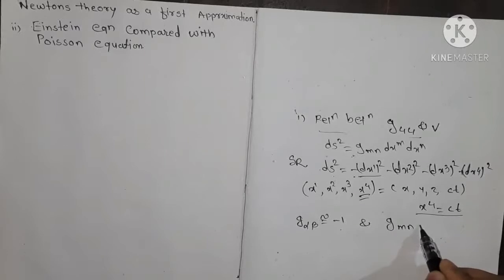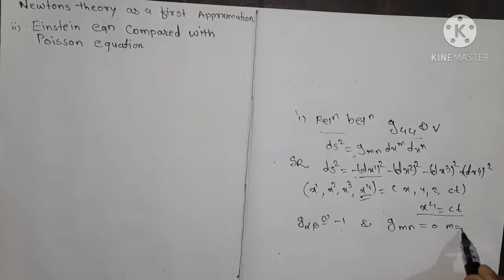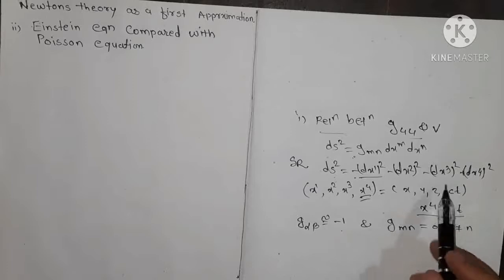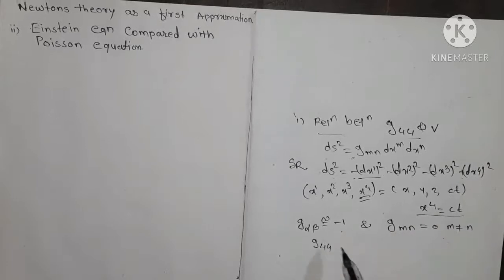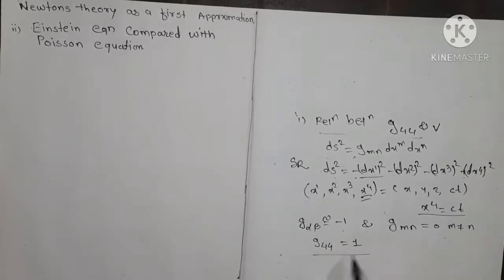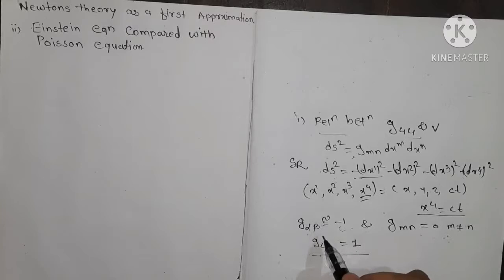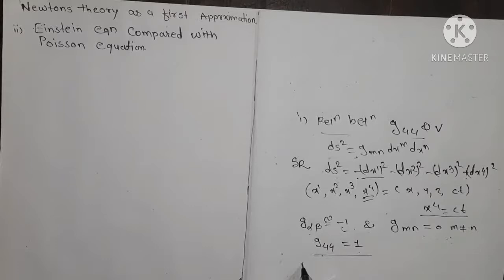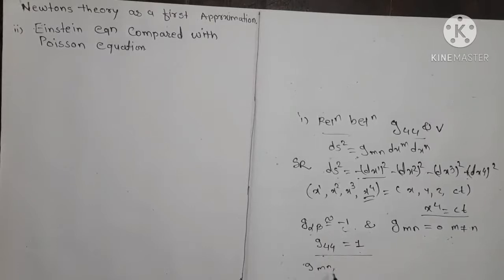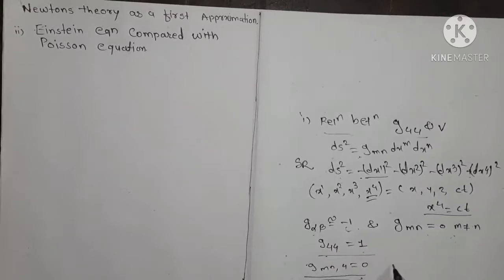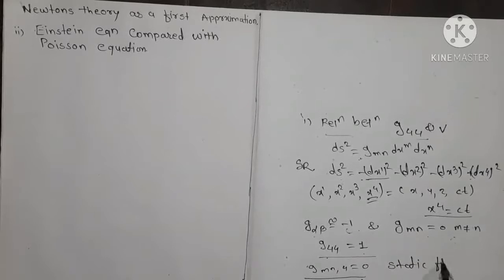and gmn is equal to 0 when m not equal to n, and also G44 is equal to 1. So by comparing this, we approximate the values as G alpha beta approximately equal to -1, G44 equal to 1, and Gmn equal to 0 for m not equal to n. Also for the upper suffixes, that is for the conjugate metric tensor. After considering this, we take the static field, and for that gmn comma 4 is equal to 0. This condition is satisfied when we have the static field.